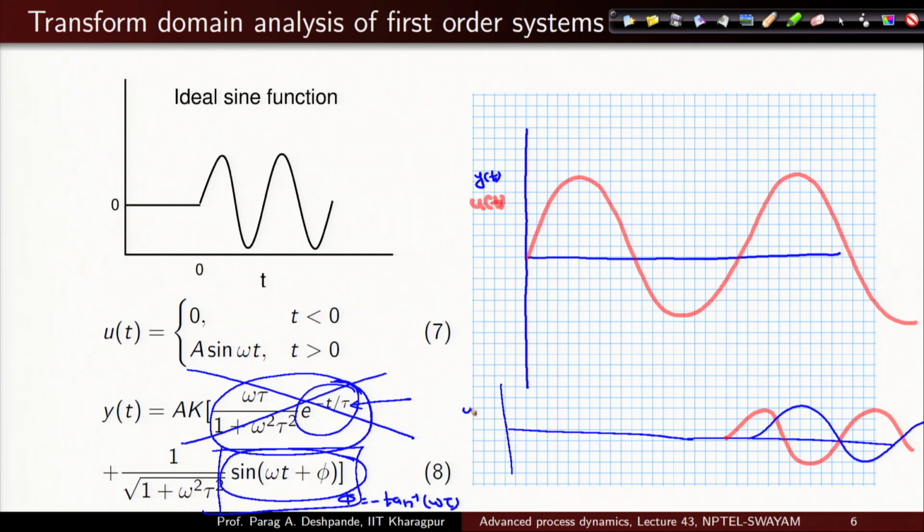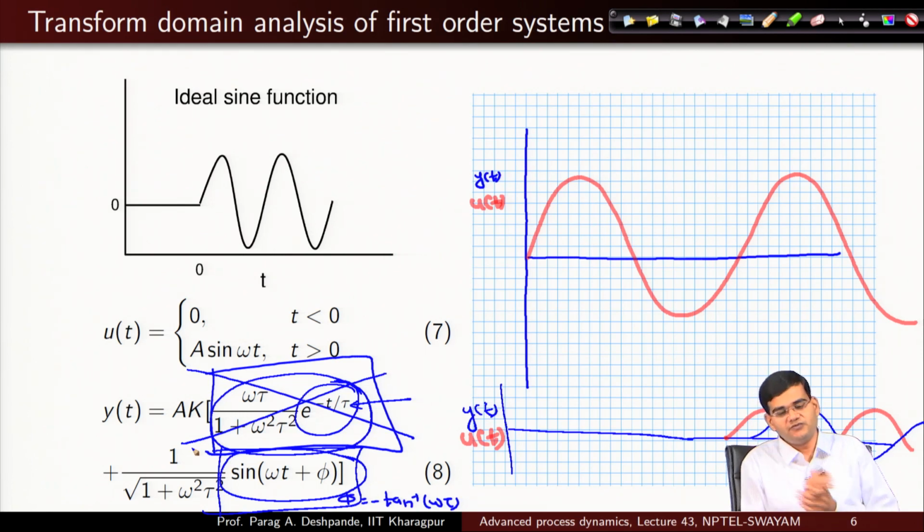Okay. So, y of t and u of t. I encourage you to put it in Desmos and verify yourself that this is actually the case, and after how much time can you be assured that this portion will become insignificant? Again the importance of time constant. After 5 time constants, this particular term will become insignificant and you will have effect only from the sin omega t plus phi term.